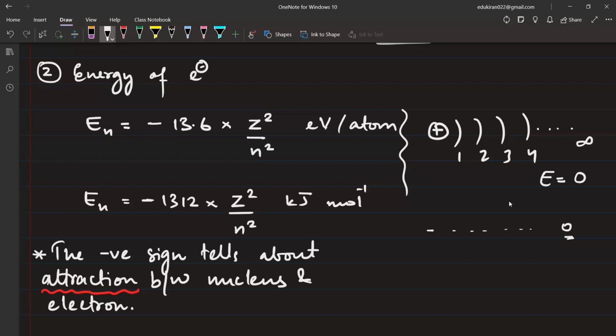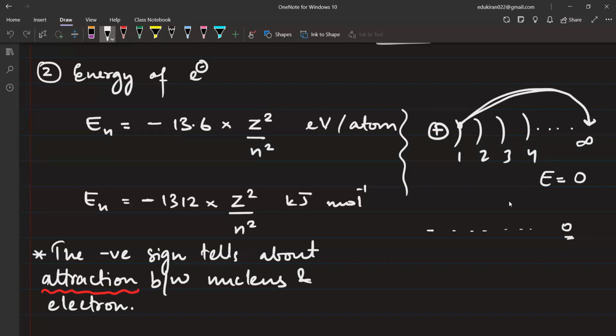And understand once again. If I remove an electron from an atom, what does removing mean? To take it from 1 to infinity. If I am removing an electron from the atom, that means I am removing the electron from the influence of the nucleus. Let us suppose I have removed the electron. The electron is so far away from the nucleus that it cannot experience the attraction of the nucleus.